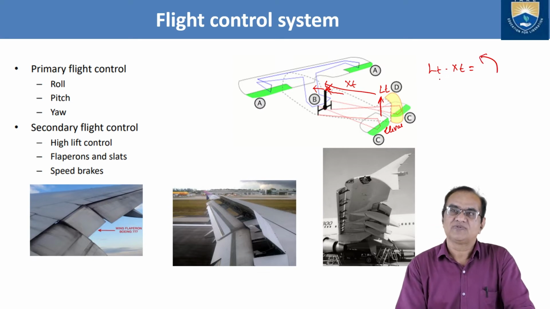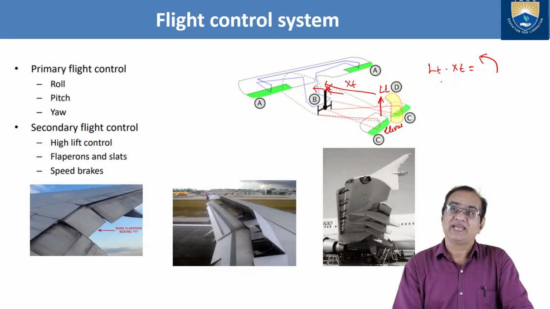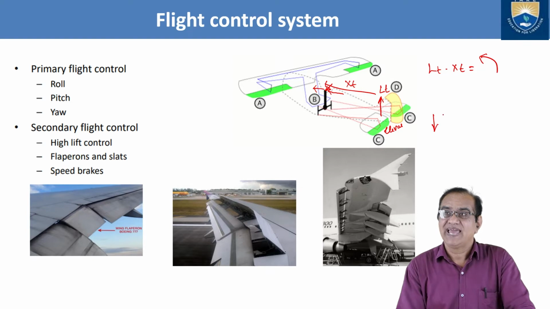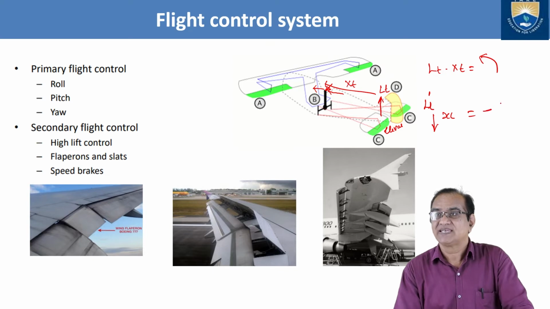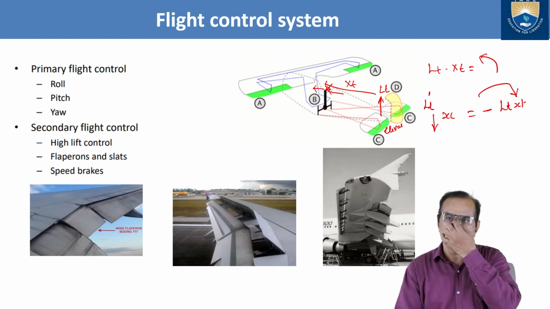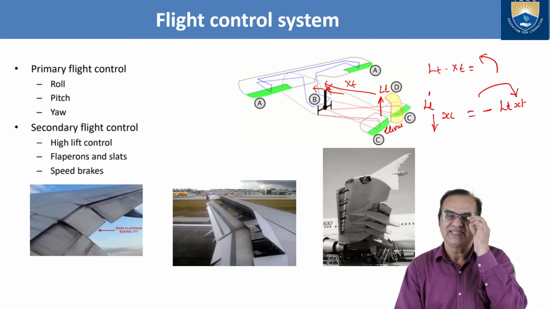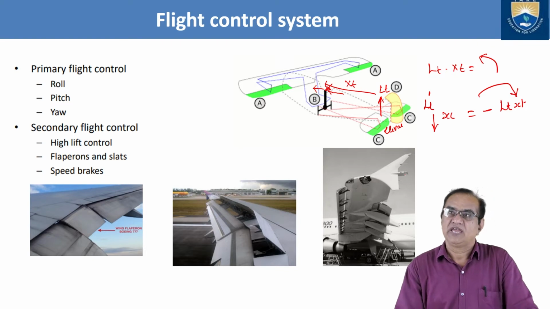So your nose will go down. And if you want to make it go up, then what will happen? This force will be in this direction. XT will be the same. So this LT prime I am writing is downwards. This will go minus LT into XT, and this will be in this direction. So like this, we have to see that your things are working.